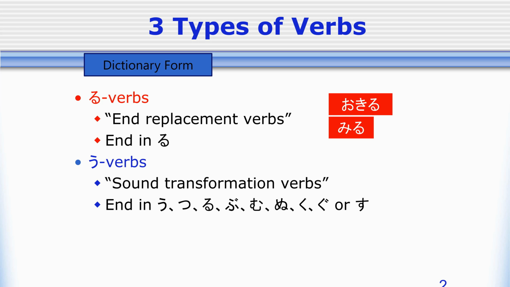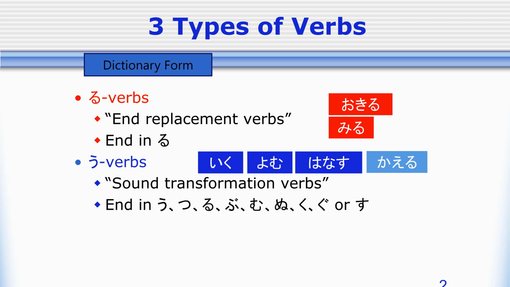We also have some u verbs. These we call the sound transformation verbs. These are verbs that end in u, tsu, ru, bu, mu, nu, ku, gu, or su. Basically, they end in some other u sound. These are verbs where we have to change the sound whenever we want to conjugate them. Some examples of u verbs are iku, yomu, hanasu, and kaeru. What do you think that is in masu form? Iku, that's ikimasu. Yomu, yomimasu. Hanasu, hanashimasu. And kaeru, this is kaerimasu.